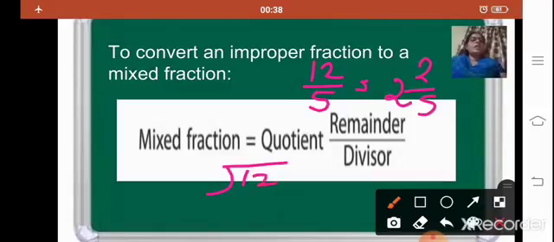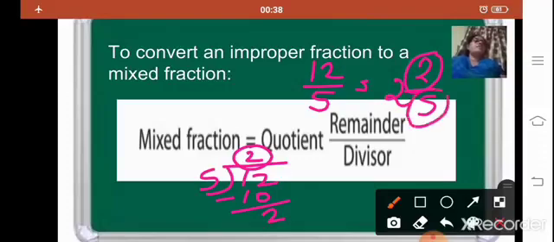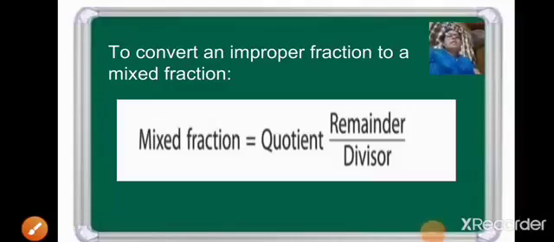When you divide 12 by 5, 5 2s are 10, 12 minus 10 is 2. Now the quotient is 2, so you will write it as a whole number. Then the remainder 2 you will write as a proper fraction upon the divisor, that is 5. So to convert an improper fraction, you will use this formula, that is, mixed fraction is equal to quotient remainder upon divisor. Okay, coming to the next one.